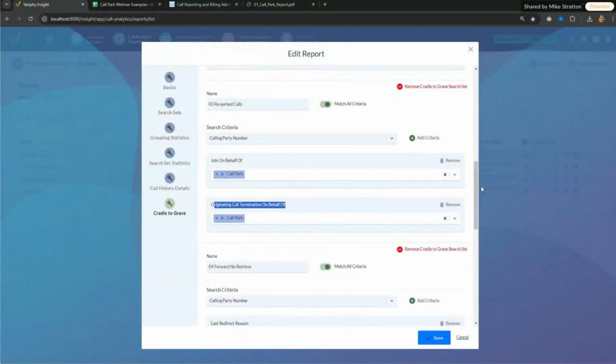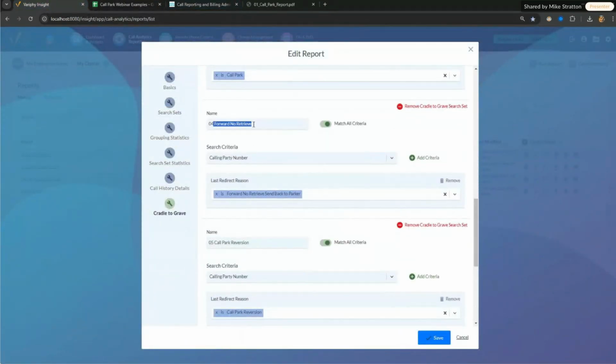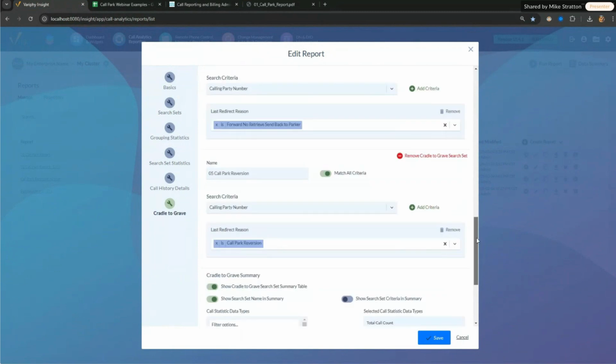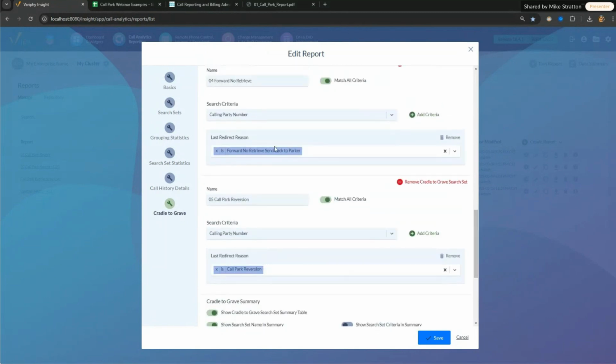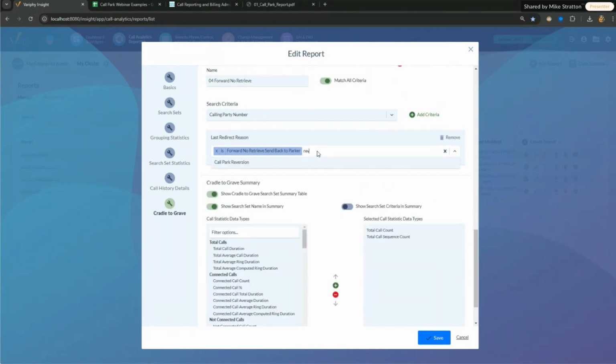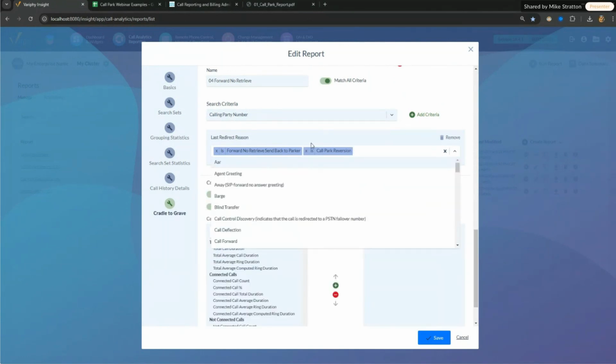And then scrolling down a little bit more, forward no retrieve, and that's hitting that redirect reason that we saw in the last example. Forward no retrieve sent back to Parker, and then also broke out one for call park reversion. Same thing as the fourth one above, just call park reversion. You can combine the 2 if you want: just delete this one here, look for reversion, add it, and these 2 will be added in the same column. The end result of this report looks something like this.